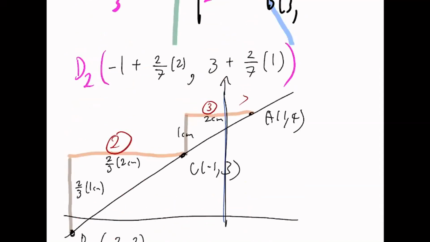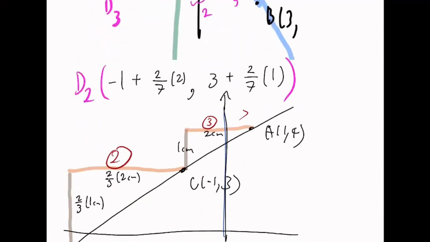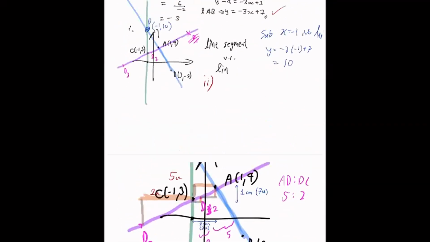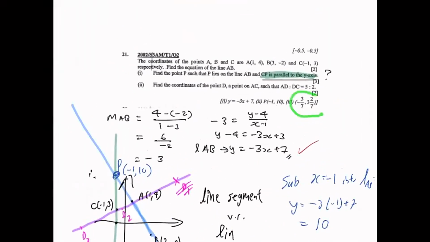Okay, then how about my D2? Let's calculate this guy, D2. -1 plus 4/7, that's -3/7. Then my 3 plus 2/7 is 23/7, which is the same as 3 and 2/7. Did I get the same answer for both? No. Let's look at the answer key. They only gave one solution.